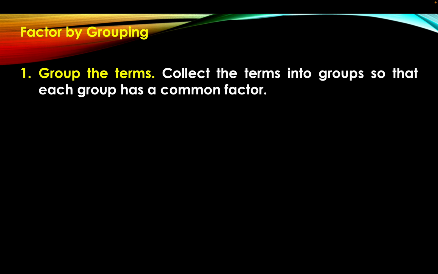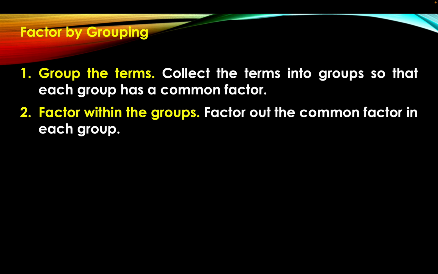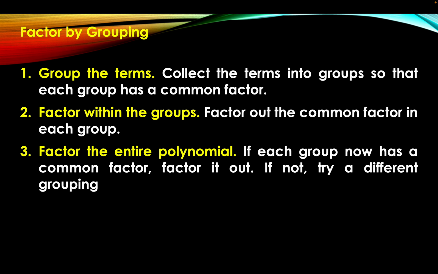The first step is to group the terms, meaning we're going to collect the terms into groups so that each group has a common factor. And after this, factor within the groups. This means we're going to factor out the common factor in each group. And finally, we're going to factor the entire polynomial. If each group now has a common factor, we're going to factor it out. And if not, try a different grouping.